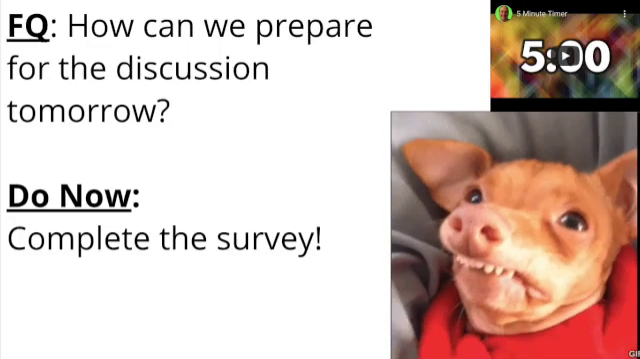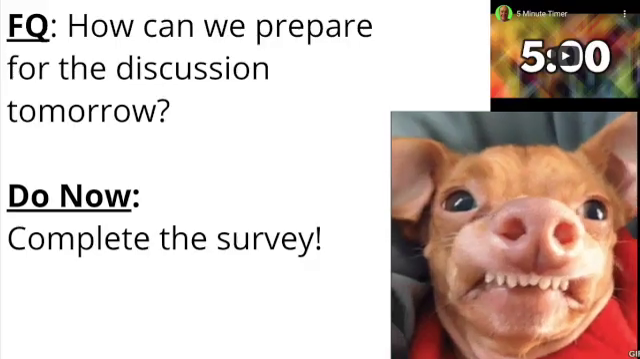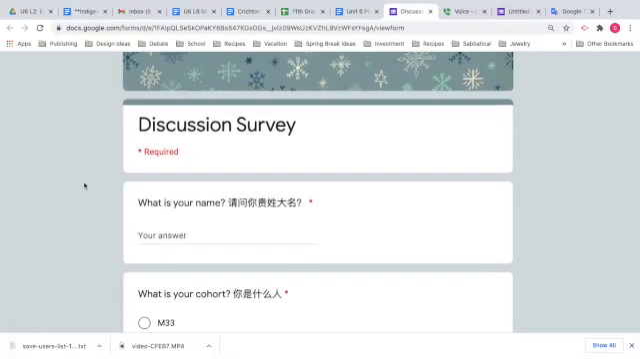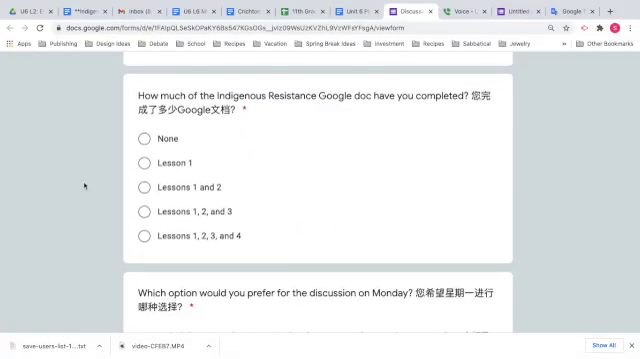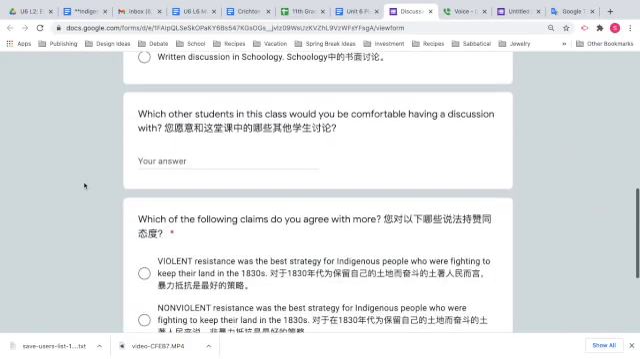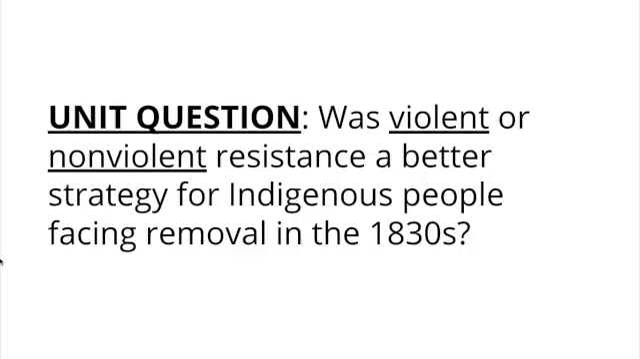Today's FQ is how can we prepare for the discussion tomorrow? For the do now, I want you to complete a Google survey that will help me plan for our discussion tomorrow. The main focus of your work today will be to write your final hypothesis or claim paragraph. Your claim is answering our unit question. Was violent or nonviolent resistance a better strategy for Indigenous people facing removal in the 1830s?